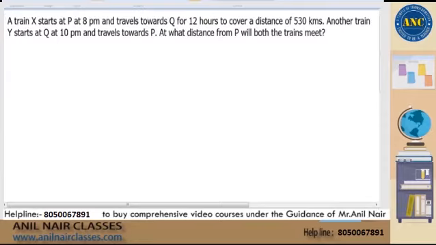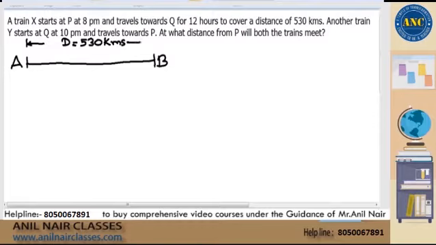Now, forget about this question, sir. Same question I am writing in a diagrammatic format. First, don't worry about X, P, Y, all those things. Just listen to this carefully. Suppose there are 2 points. Let the 2 points be A and B. The distance between 2 points A and B is given as 530 kilometers.